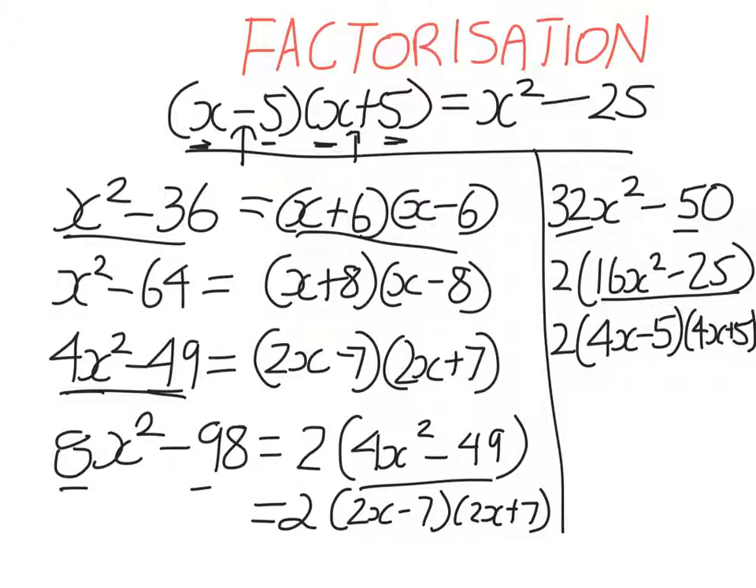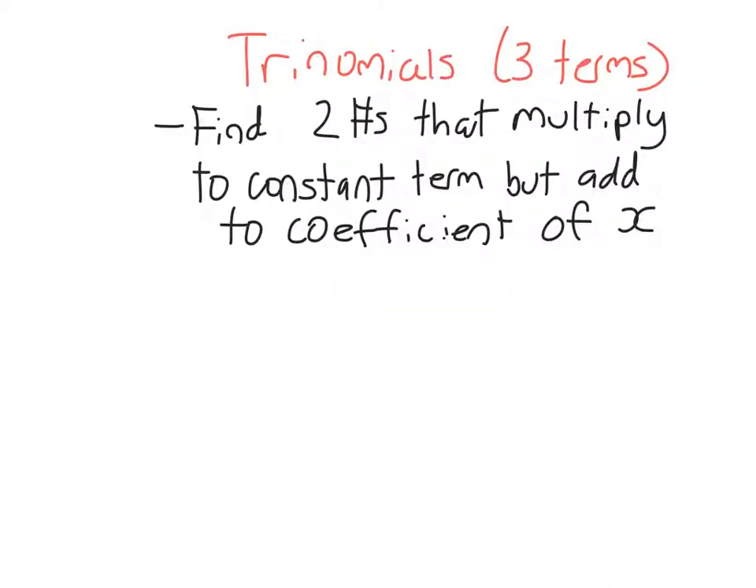So unfortunately, I now have to show you how to do trinomials. So we do factorization differently when there are 3 terms. So please pause and copy down if you need this. So to factorize trinomials where there are 3 terms, we need to find 2 numbers that multiply to the constant term but add to the coefficient of x. So let's look at an example so this becomes clear.